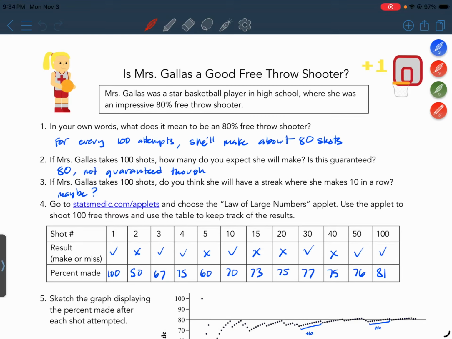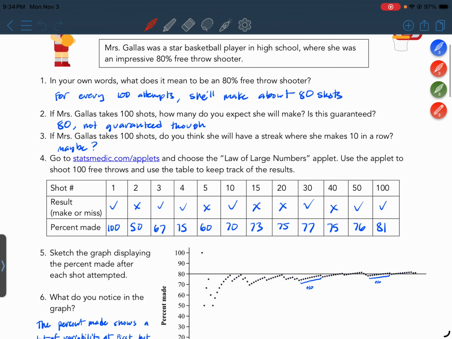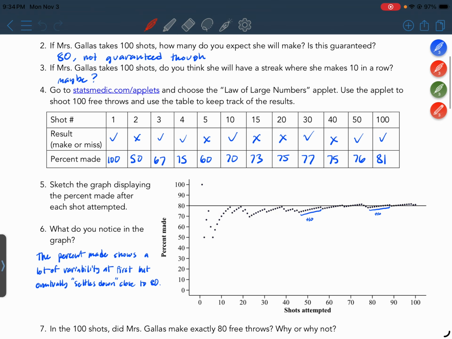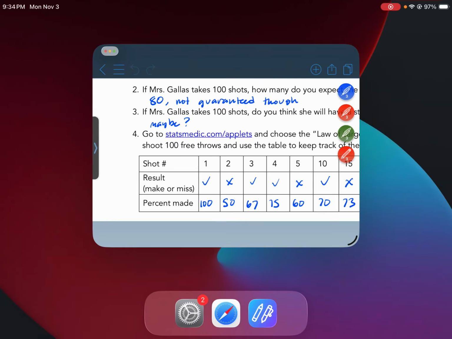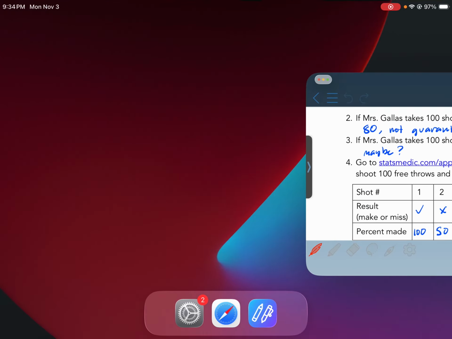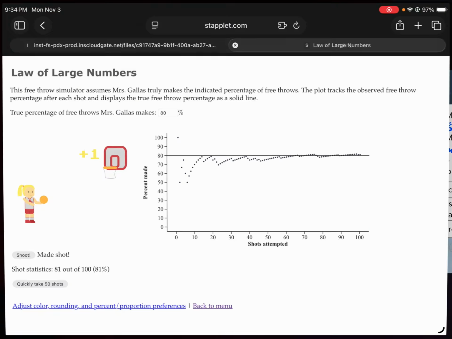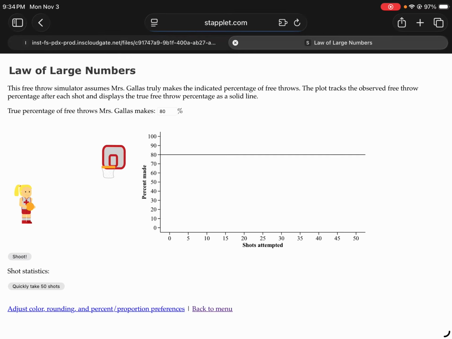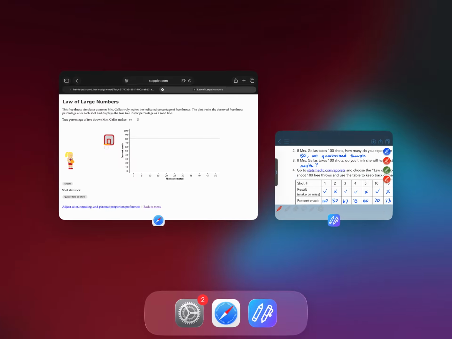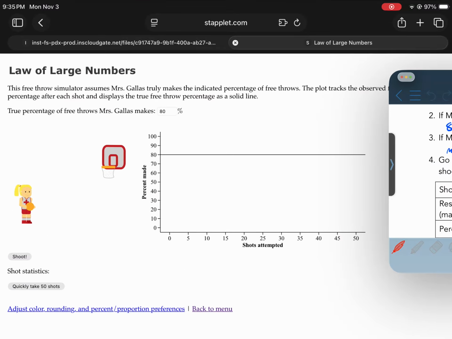Hey, we're going to debrief the first page of the free throw shooting activity. So I actually want to begin with question number 5. This graph that we made, or the graph that the applet made. Let's see if I can pull up the one that I did. Oh, well, it decided it wanted to reset. But anyways, I took a screenshot of it.